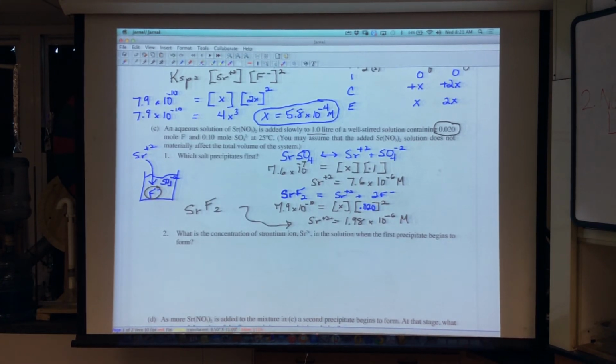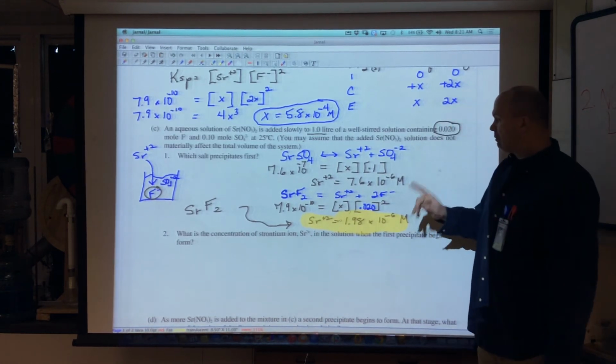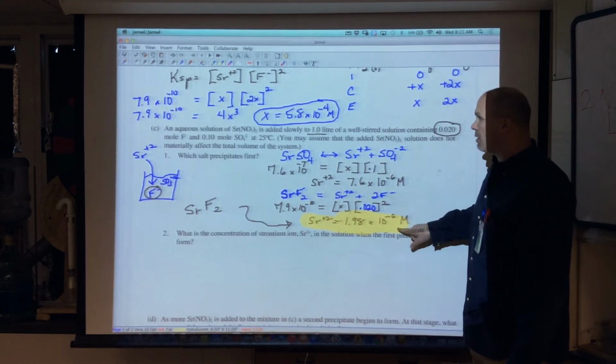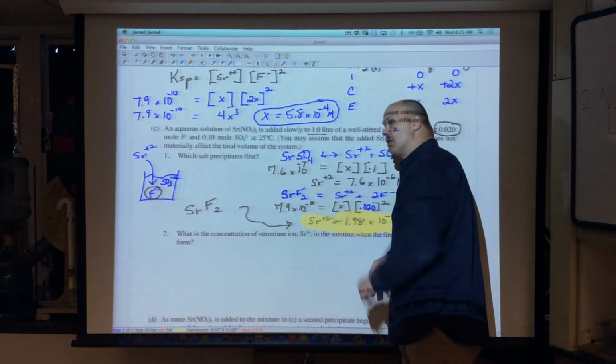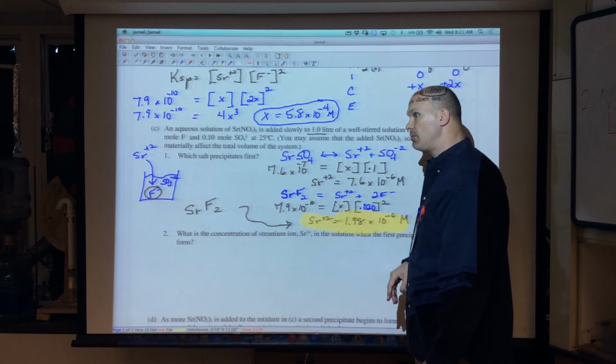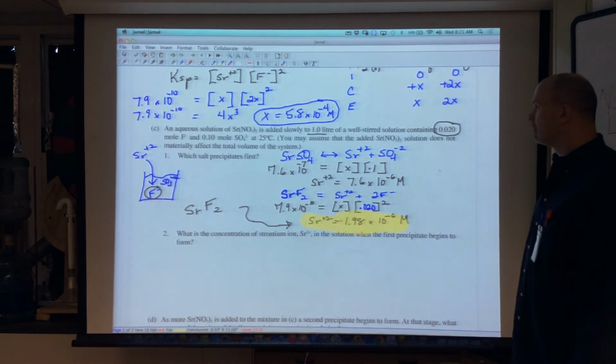And in some questions they say, support your answer. And you would say, because this one's a smaller value, this is the one that the strontium would hit first as you pour. It's the one it reaches first. Yes? Wouldn't you have just gotten that from the first part of the problem, where it said that strontium fluoride had a lower Ksp? Not necessarily.